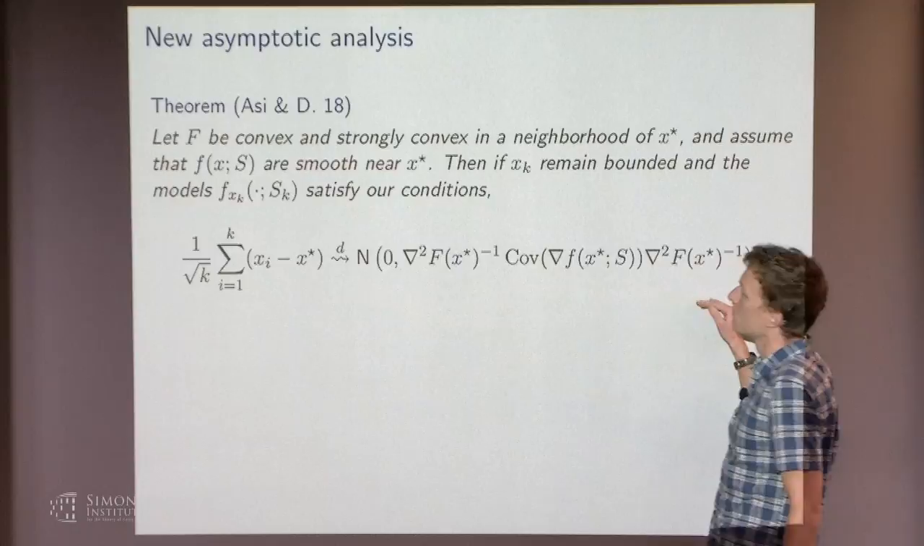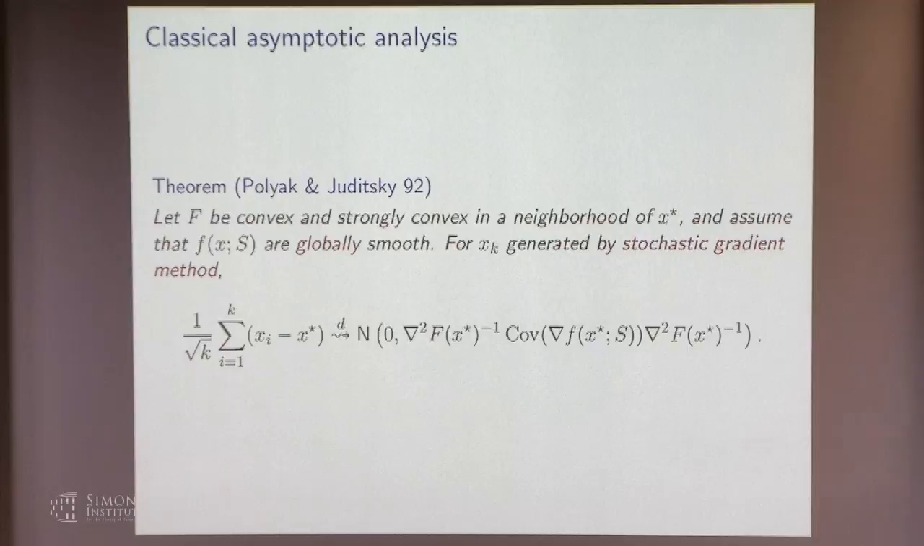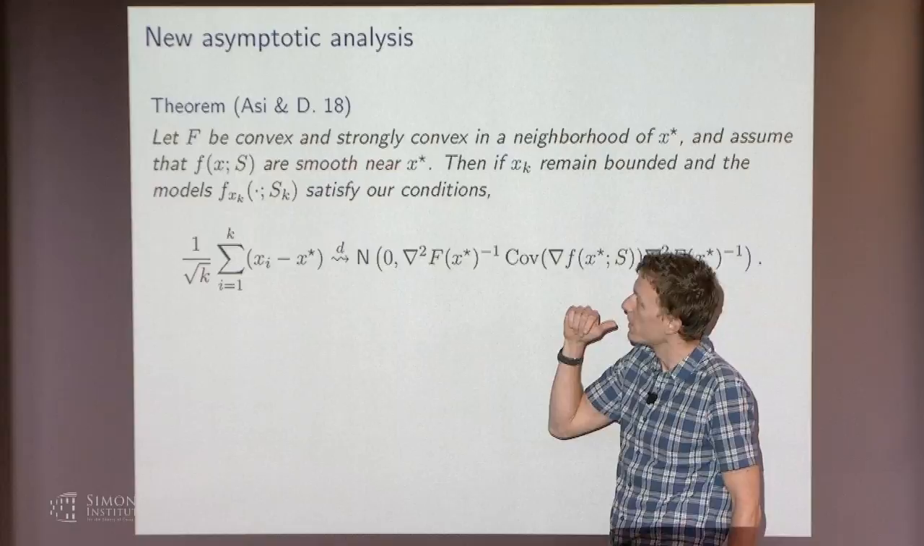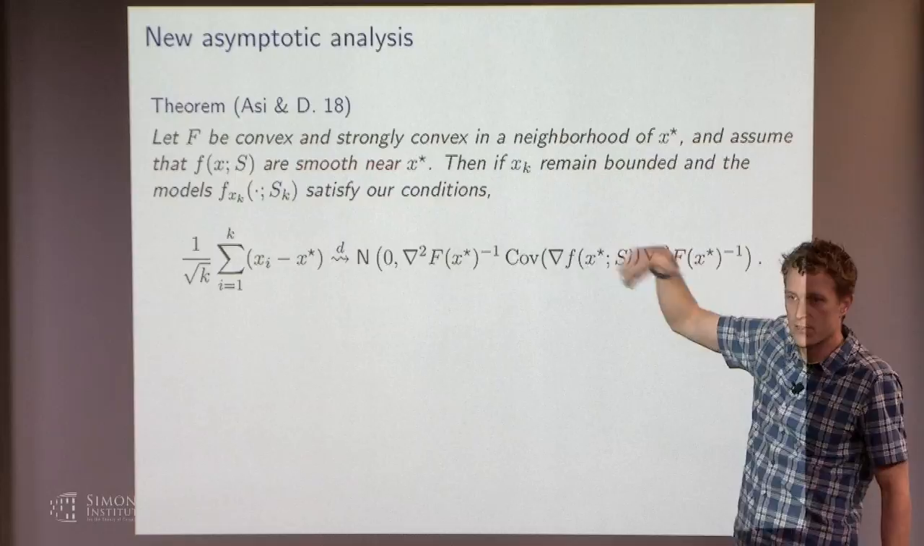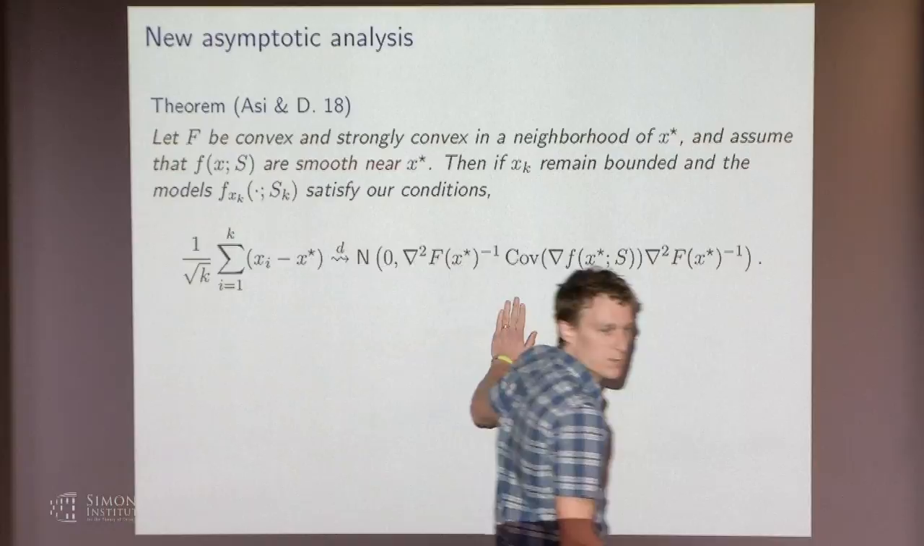You don't require that the f_x's are smooth globally. You only require that they are smooth in some neighborhood of x star, the true optimum. For example, this result does not apply to the function e to the x. Or if you're a statistician, it doesn't apply in Poisson regression or most GLMs. Whereas here, if you have a good enough approximation that you remain bounded, then as soon as you satisfy these three conditions, a convex model, a lower bound, and locally correct, it doesn't even matter if your models are differentiable, you will get this optimal asymptotic normality.